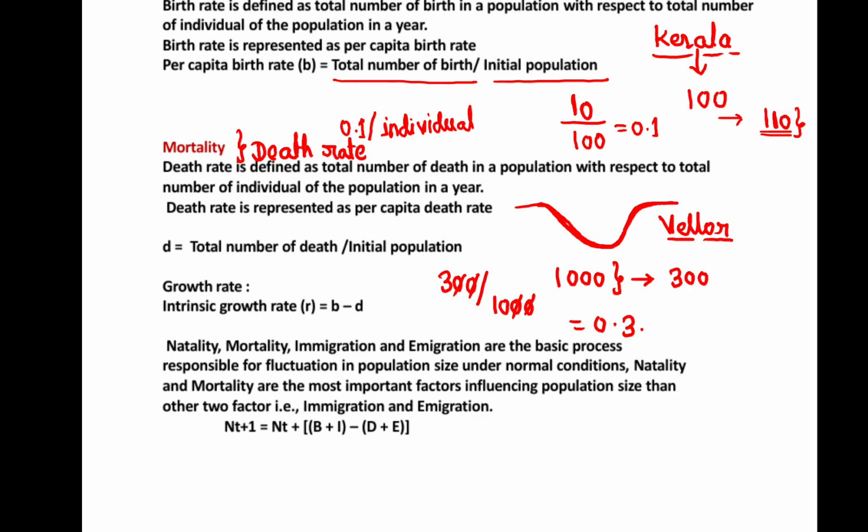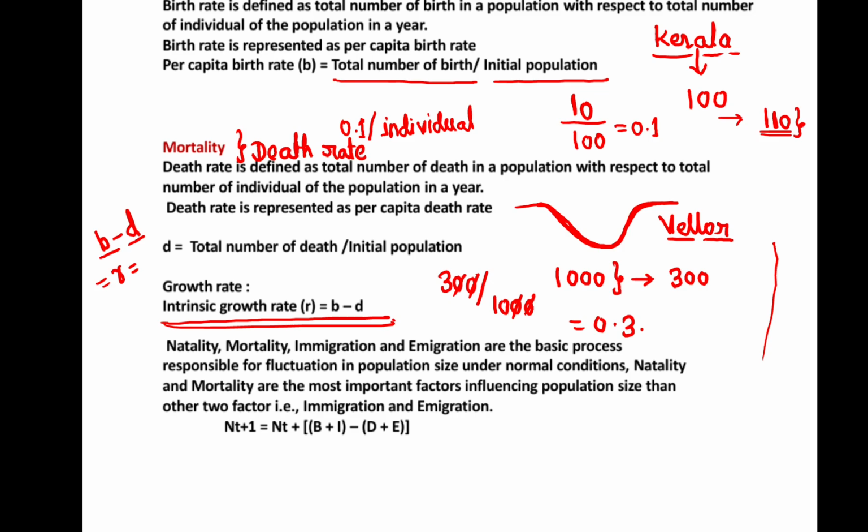Now there is a term, intrinsic growth rate. Intrinsic growth rate is also called the rate of natural increase. Rate of natural increase means total number of births minus total number of deaths. That is called r, the rate of intrinsic increase or intrinsic growth rate.